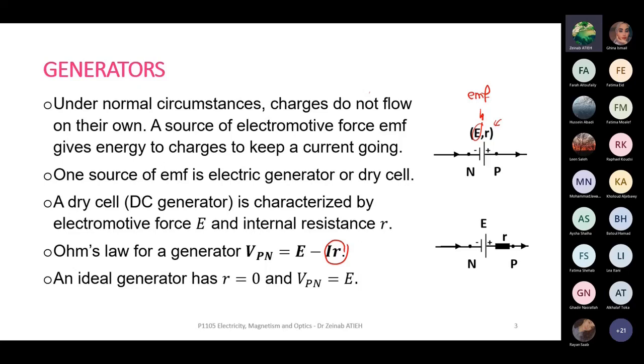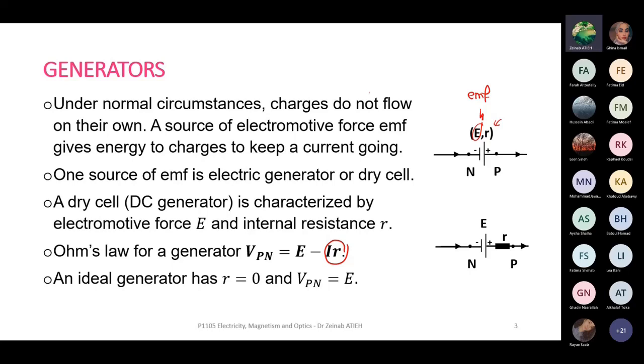So instead of giving me E, which is the total electromotive force, it will give me E minus IR, because some of the voltage will be consumed by the internal resistor of the dry cell.